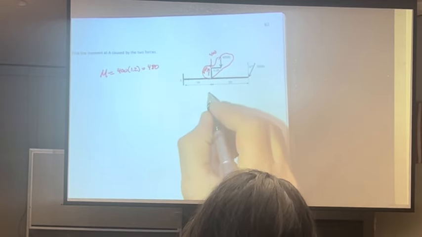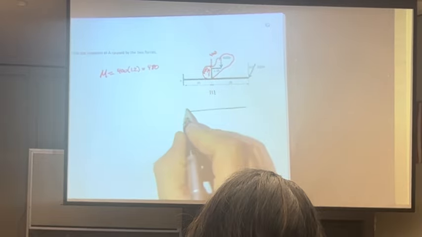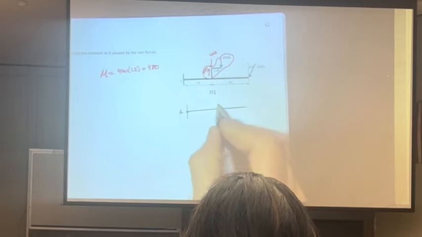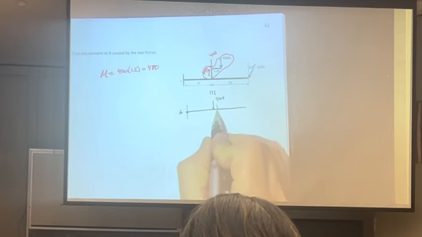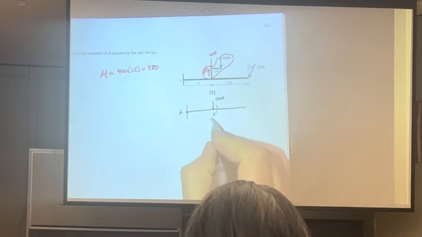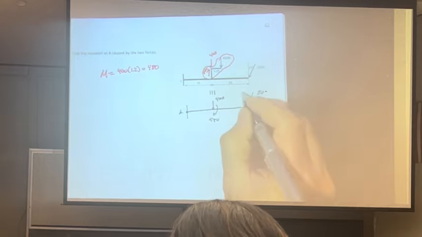So what we're saying is this is now equivalent externally to this beam. I've got 400 here, I've got a compensating moment of 480, and I have 200 at an angle of 30 degrees.